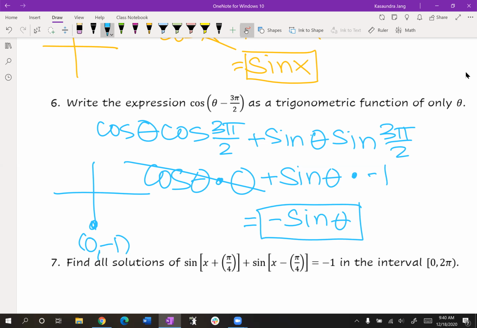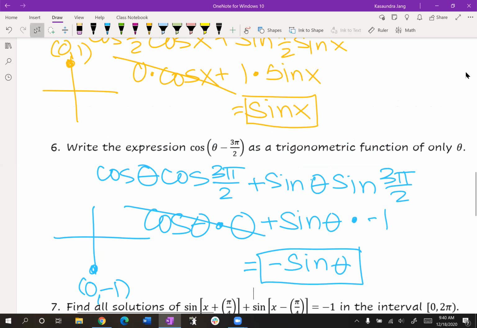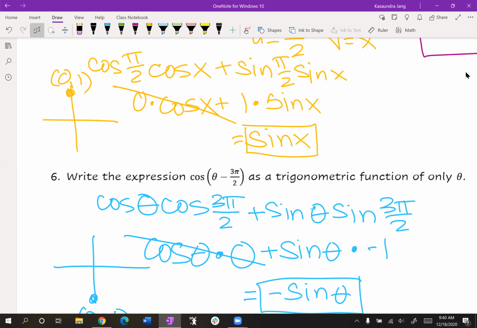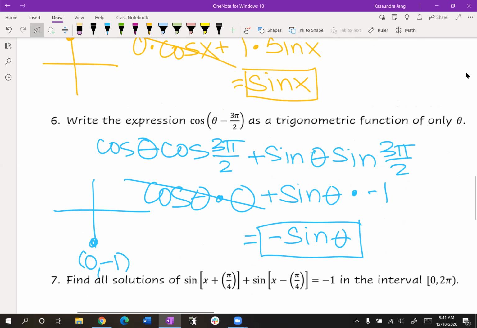Any questions on number 6? So you guys go 5 and 6, very, very similar. So any questions on 5 or 6? Nothing, we're good.